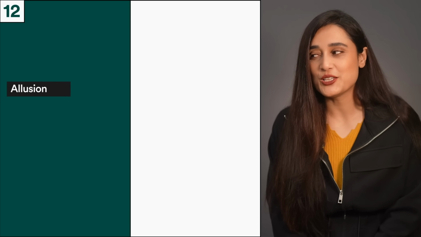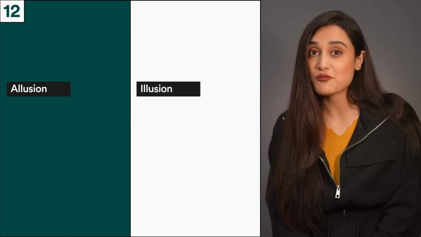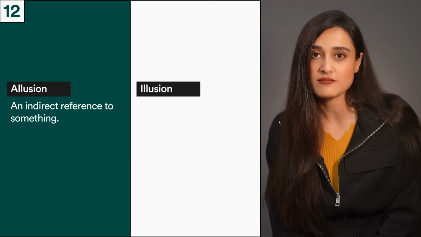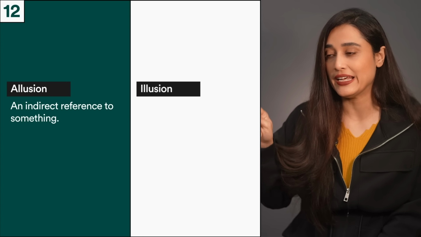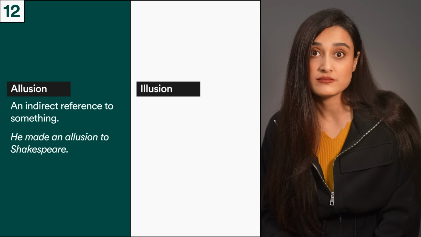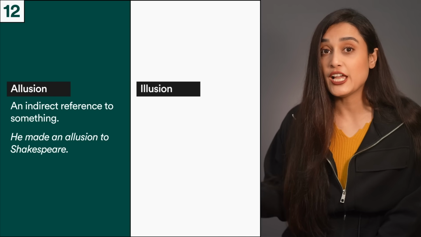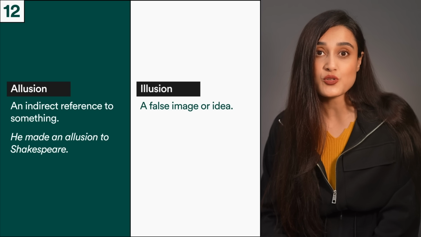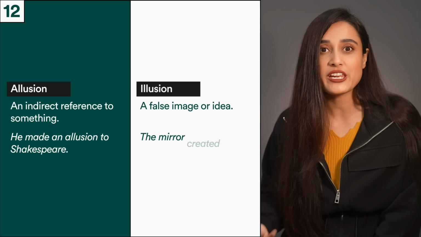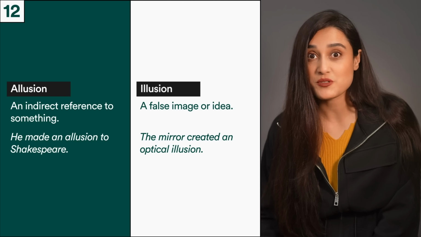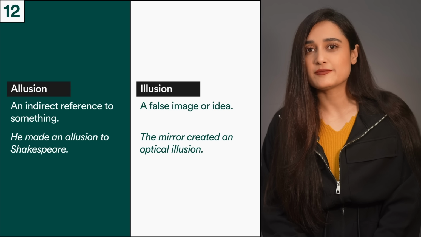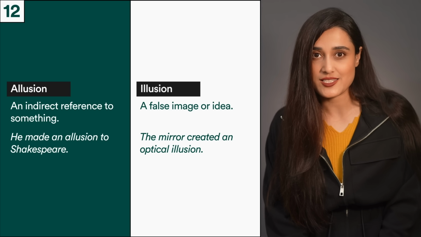Next one is allusion versus illusion. Again, one of my favorite ones on the list. Allusion is an indirect reference to something. When you're hinting at something, that is allusion. He made an allusion to Shakespeare. That means he was hinting at Shakespeare. Illusion, on the other hand, is a false image or idea, like a magic spell. The mirror created an optical illusion. Optical illusions, we're all aware of those, right? Allusion is an indirect reference, right?